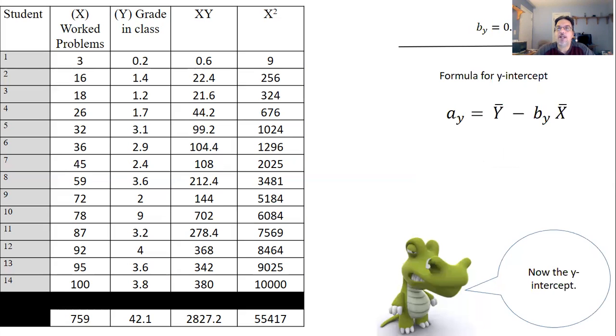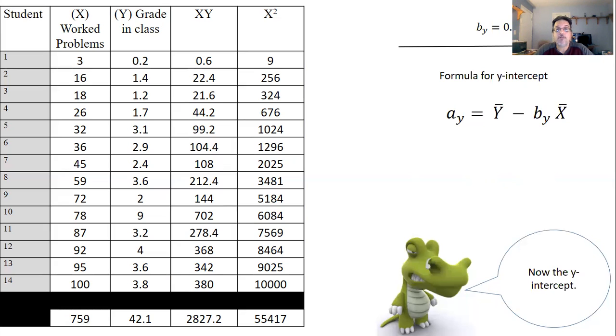And then our formula for the y-intercept, again, since we did the slope the way that we did it, we can now go ahead and use the shortcut formula for y-intercept. So the y-intercept, a sub y, is equal to the mean of y minus the slope multiplied by the mean of x. So obviously here we're going to have to calculate the mean of y and the mean of x. We already have the b sub y. And those are, of course, easy to do.